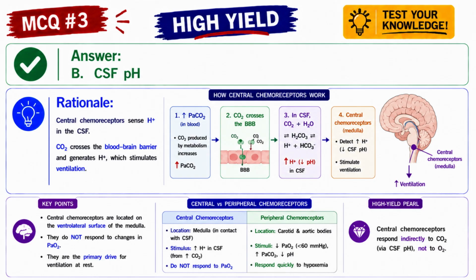This is the dominant drive for breathing in normal conditions. Central chemoreceptors are responsible for approximately 70 to 80% of the total ventilatory response to CO2 in a normal person. The clinical implication: opioids, benzodiazepines, volatile anesthetics, propofol all depress the central chemoreceptor response to CO2. This is the primary mechanism of anesthetic-induced respiratory depression. The CO2 rises, but the central chemoreceptors can no longer detect and respond to it appropriately. CSF pH, not PO2, not plasma bicarbonate, is the primary signal to central chemoreceptors.